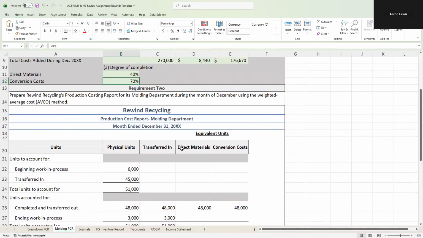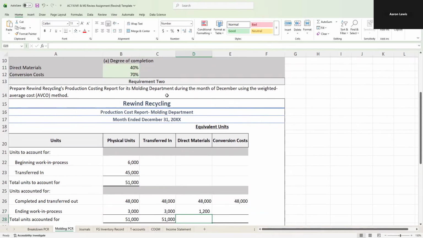How many units could we have made in the entirety for the same amount of material cost that we paid to make these last 3,000 units 40% done? Take your physical units in ending WIP and multiply them by the percentage of completion for that component. Those 3,000 units in ending WIP are only 40% done for materials. Well, we could have made 1,200 bins in total for that same amount of cost that it took us to make 3,000 less than half the way.